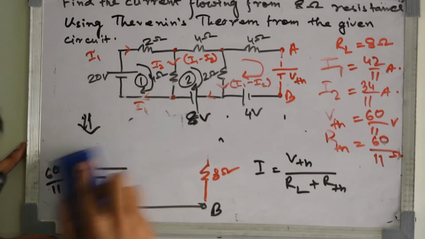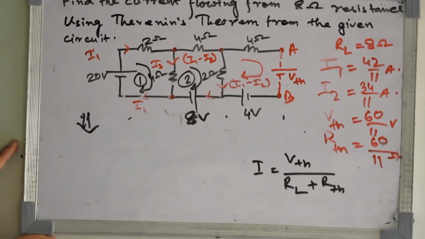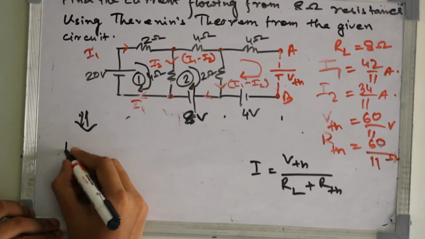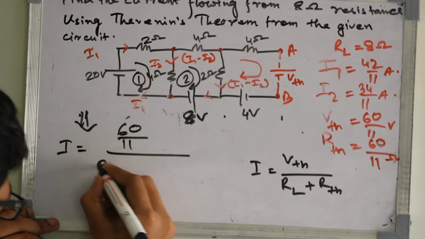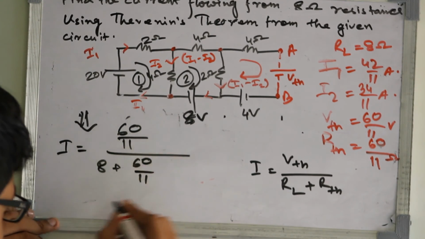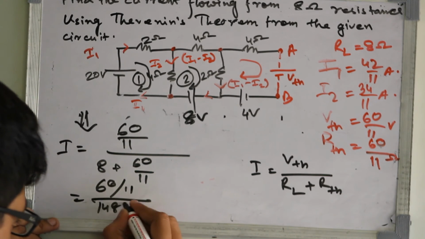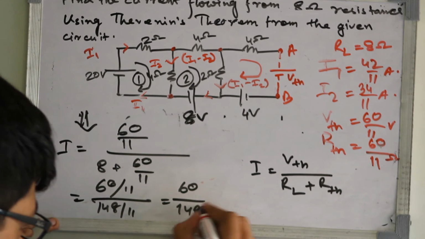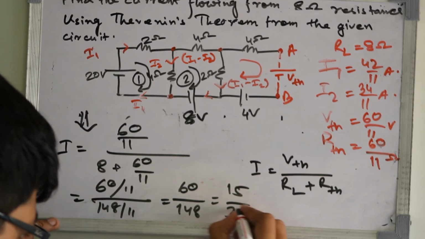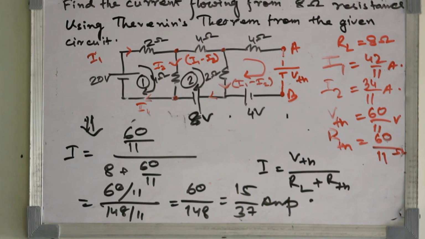Now I am erasing this picture to solve the problem. We know the value of VTH, RTH and RL. So I equals VTH, which is 60 upon 11, divided by 8 plus 60 upon 11. So this is 60 upon 11 by 148 upon 11, which equals 60 upon 148, which equals 15 by 37 ampere. This is a way to find the current using Thevenin's theorem.